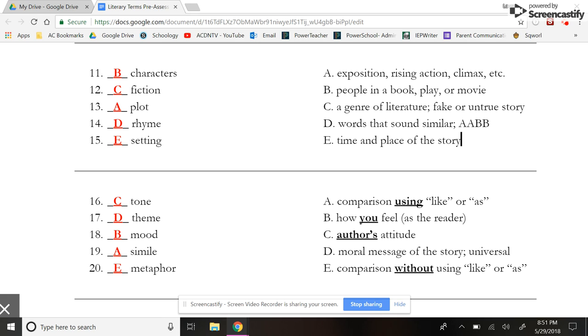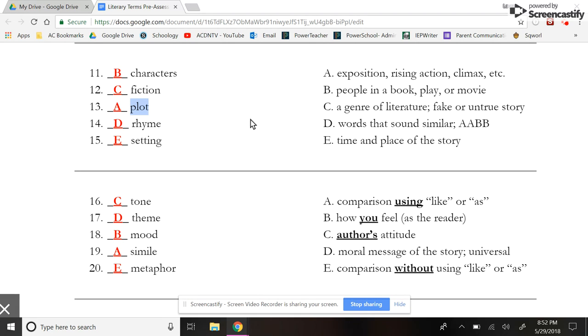Fiction is a genre of literature that is fake or untrue. The easiest way to remember this is that fiction starts with the same letter as fake. Plot includes exposition, rising action, climax, falling action, and resolution. And we know this because think of the word plot in plot diagram. And I ask you later in the same assessment to be able to draw the plot diagram. And you use that information later in your final exam as well.